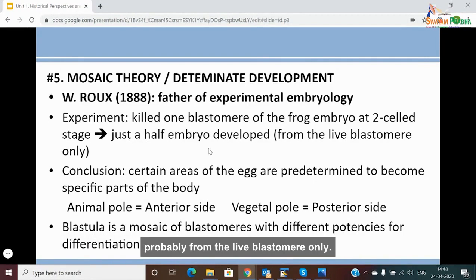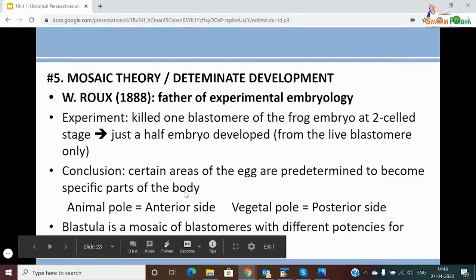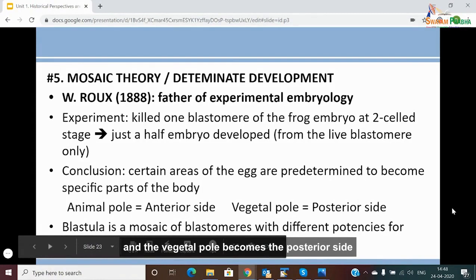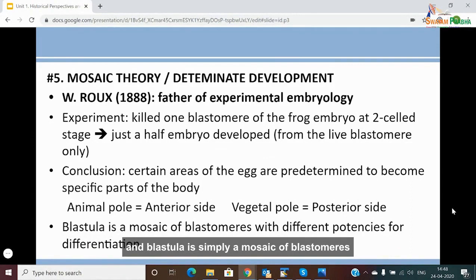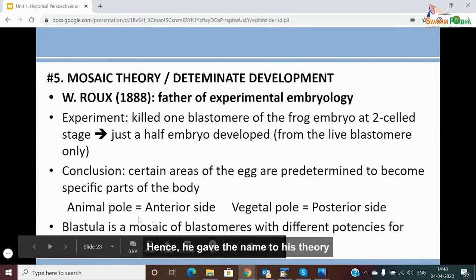Thus, he concluded that certain areas of the egg are predetermined to become specific parts of the body. For example, the animal pole becomes the anterior side and the vegetal pole becomes the posterior side. And the blastula is simply a mosaic of blastomeres with different potencies for differentiation. Hence, he gave the name to his theory, mosaic theory, or the determinate development theory.